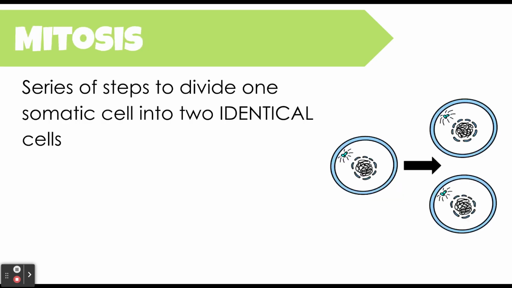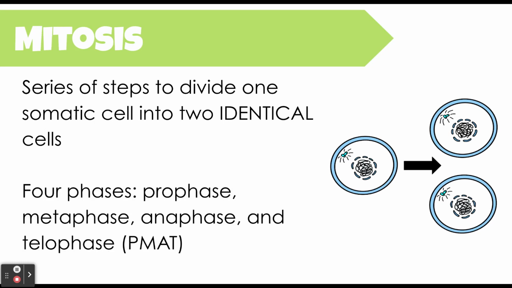So, mitosis is that step or a series of steps where one single somatic cell will divide into two identical somatic cells. And the key is identical. The organelles, the genetic material, all needs to be exactly the same at the end of mitosis. So, we're going to see the steps involved for how we get two identical cells.